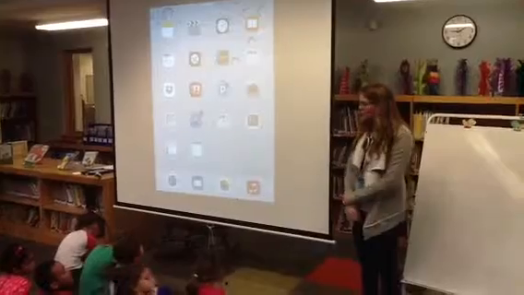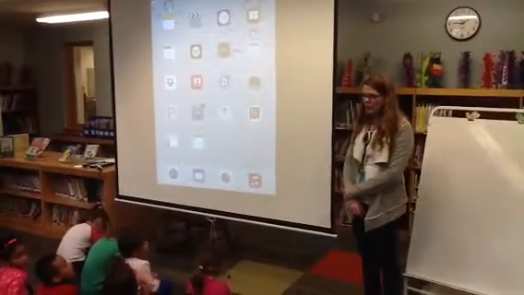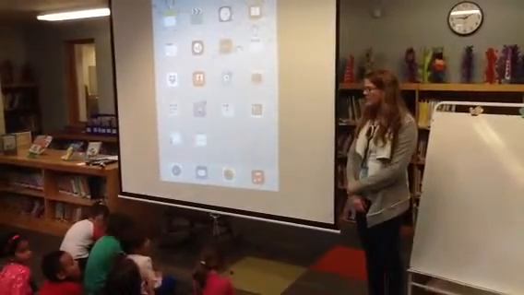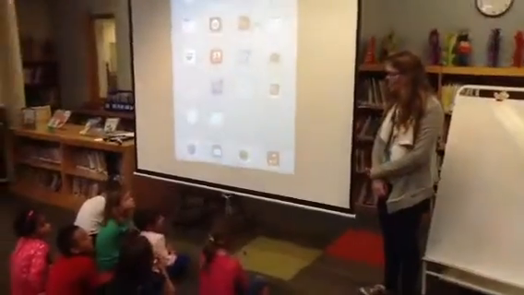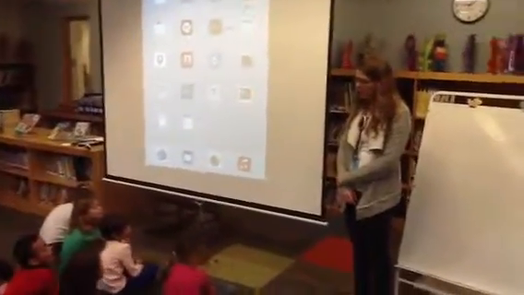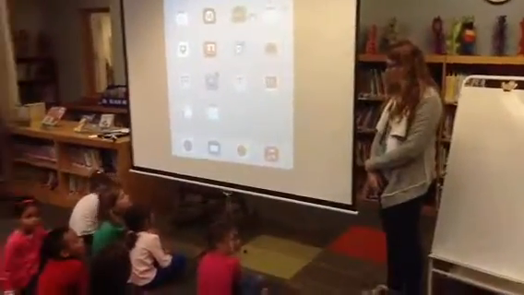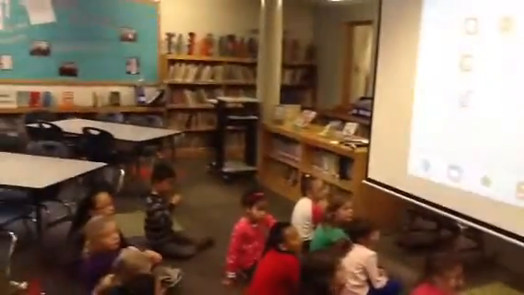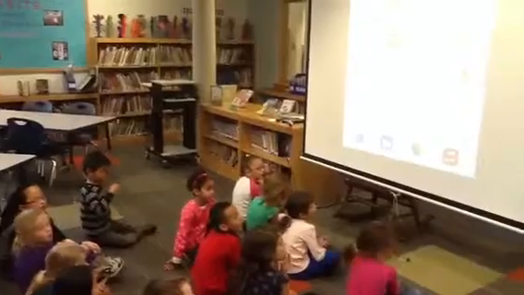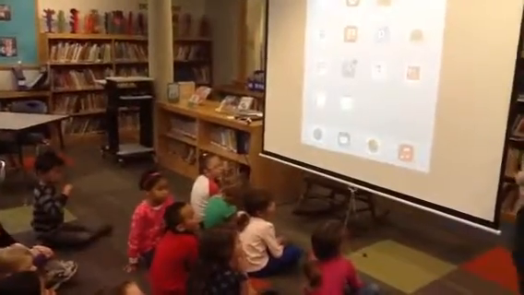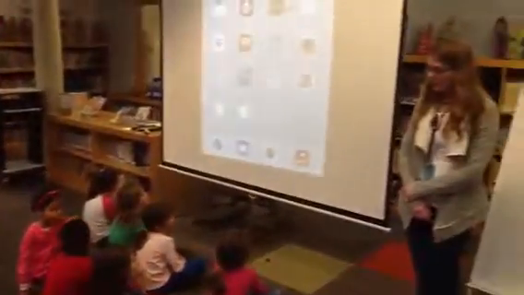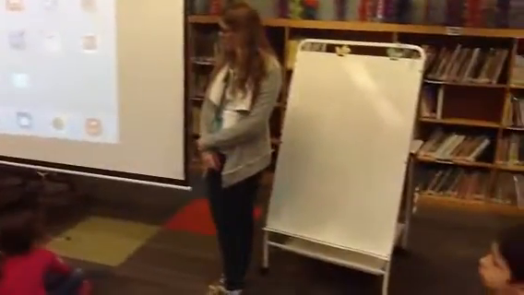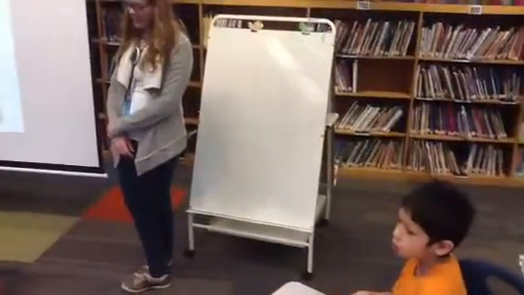How could you share your science notebook if you wrote it on paper with, say, your family? How could you share it with them on paper? Who has an idea? Could you take it home and show it to them? Yeah. How could you share it with, let's say your grandma lives in Minnesota? Would it be easy or hard to share your notebook with them?